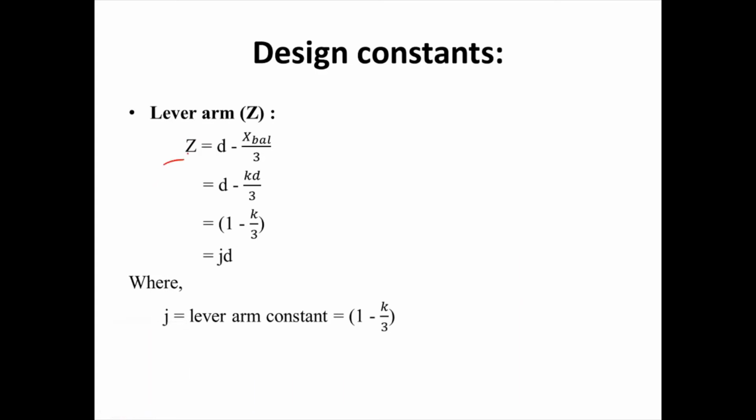Lever arm equation: Z is equal to d minus x balance by 3. What is x balance? X balance is the neutral axis, so the neutral axis equation is kd. So d minus kd by 3, and d is taken common, giving 1 minus k by 3. This is the lever arm Z equation. So I can call it Z equal to jd, which is (1 minus k by 3) into d. So j is equal to 1 minus k by 3. So this is the lever arm equation.